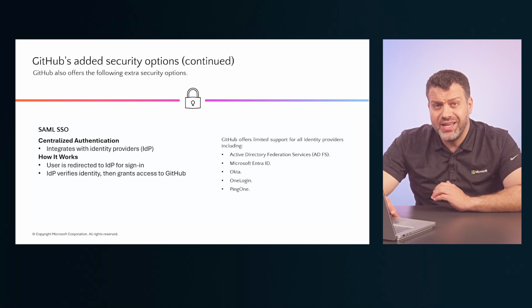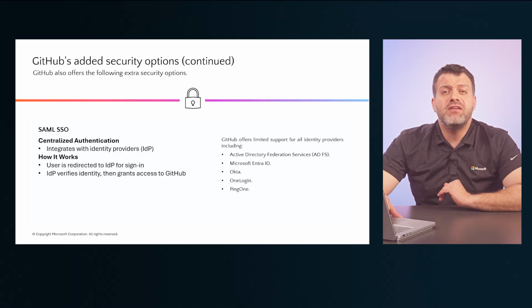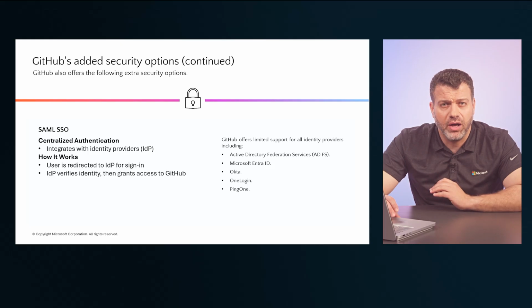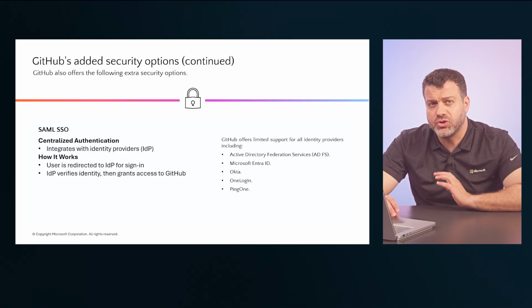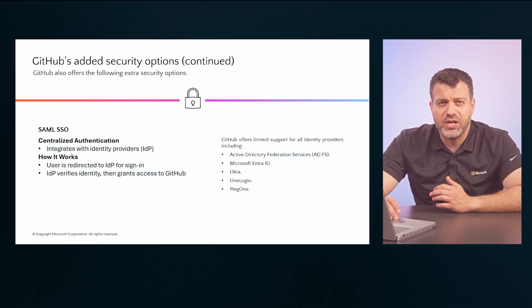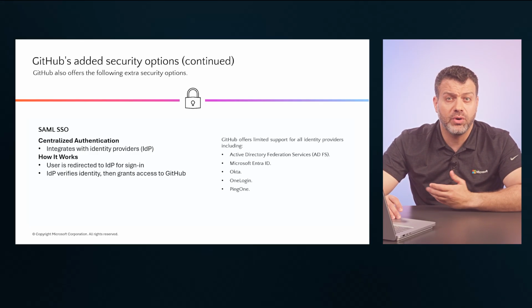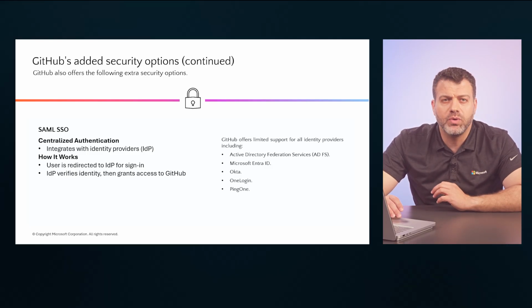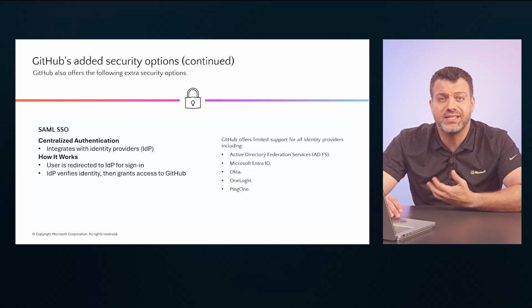Also, we can move to enterprise-level authentication. With enterprise-level authentication, we can enable SAML SSO. SAML SSO stands for Single Sign-On, using an identity provider, like Microsoft Entra ID or Okta. So instead of managing user IDs directly on GitHub, you rely on a centralized identity system. Here's how it works. When a user tries to access GitHub, they're redirected to the organization identity provider to sign in. Once authenticated, they're redirected back to GitHub with access granted.